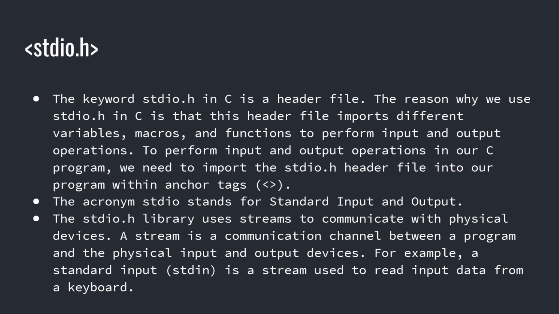The stdio.h library uses streams to communicate with physical devices. A stream is a communication channel between a program and the physical input and output devices. For example, a standard input or stdin is a stream used to read input data from a keyboard.